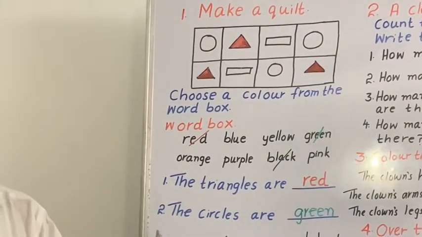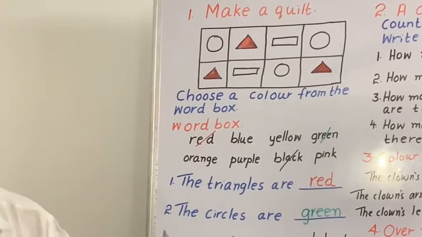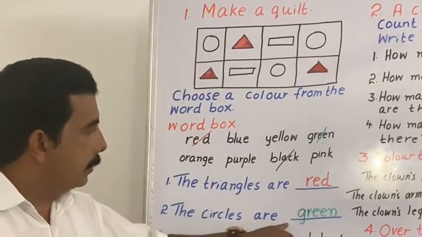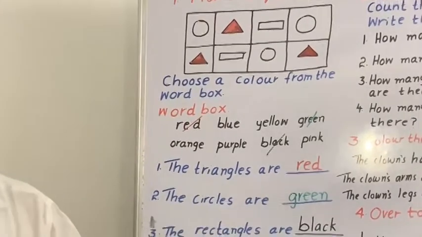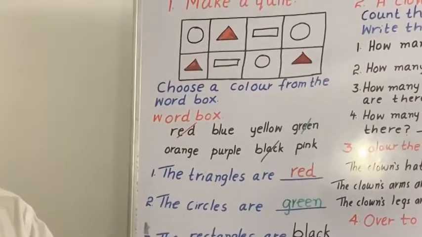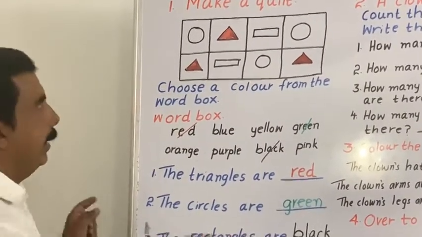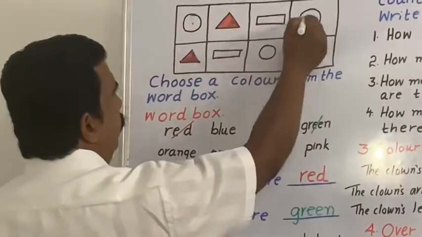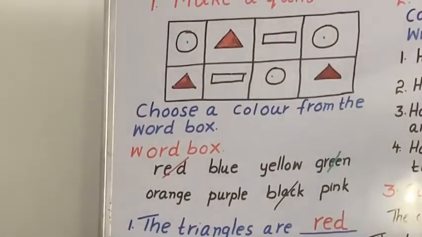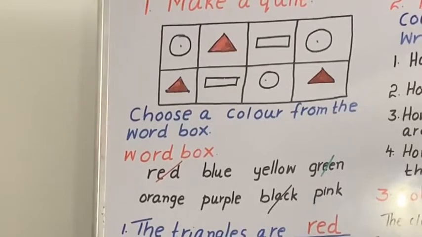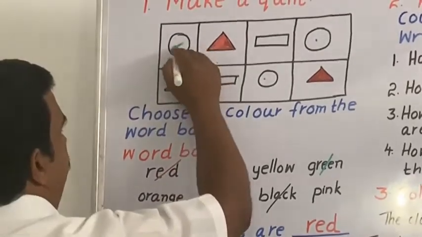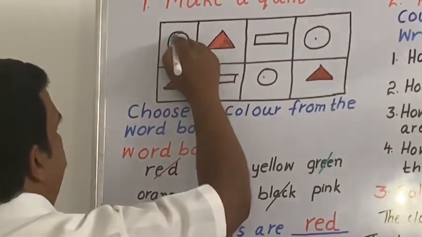Now, put your red down and the circles are green. Take your green color. How many circles are there, children? Circles three. 1, 2, 3. So, color the three circles beautifully green. Circles are green.